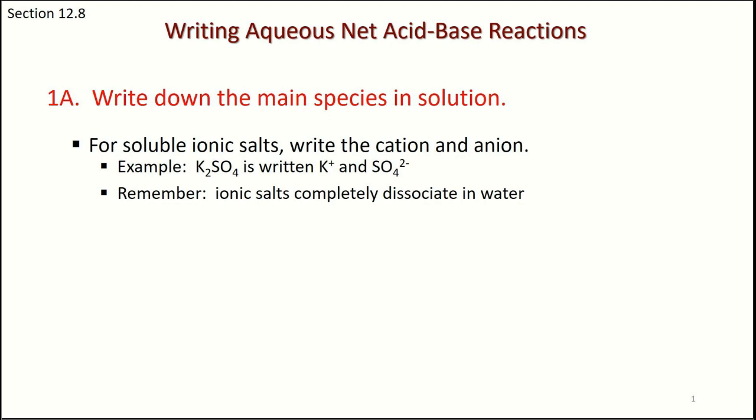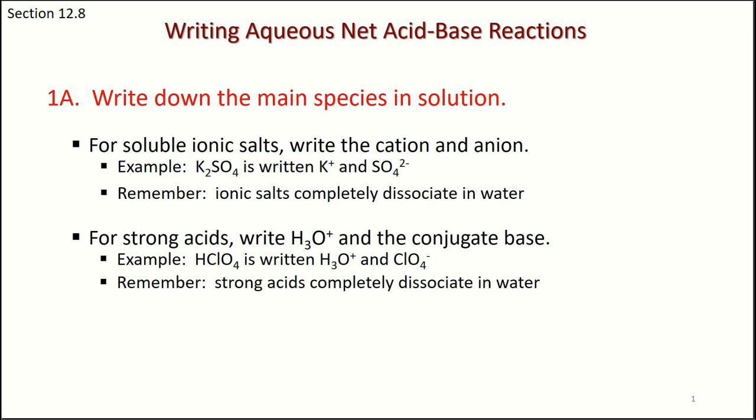So this is subject to those solubility rules. For strong acids, we would write hydronium ion and the conjugate base. Remember, we discussed that the 6 strong acids do not actually exist as their structure, but will completely form the products of hydronium and the conjugate base. We can identify these on the acid-base table by looking at the acids that are listed above hydronium. There are 6 of them.